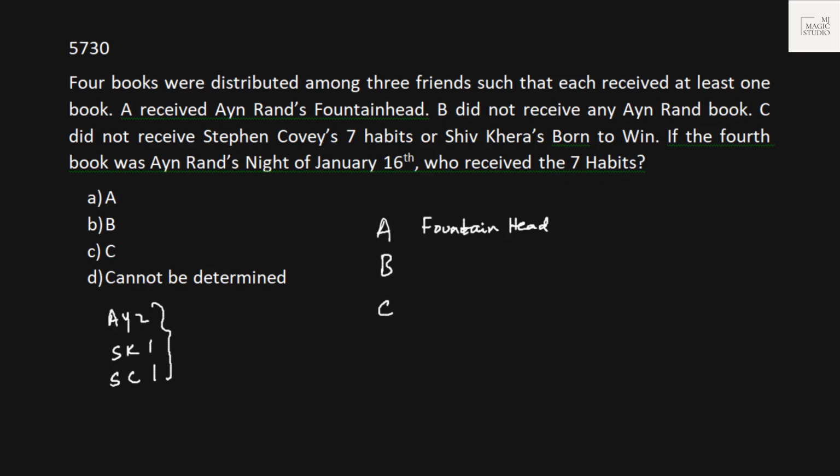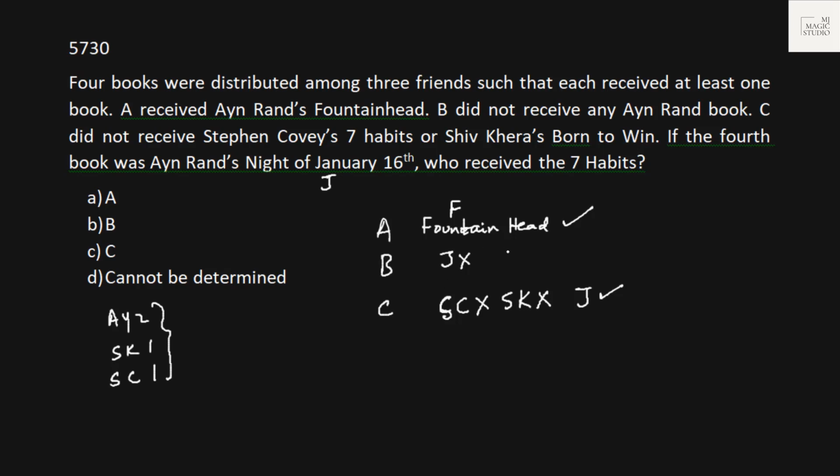Who received the 7 Habits? Fountainhead is done. B did not receive any Rand book, so let me mark this as F and this as J. B hasn't received a J. C hasn't received Covey's book or Shiv Khera's book. That means C must have received a J. That is fine. Both books done.